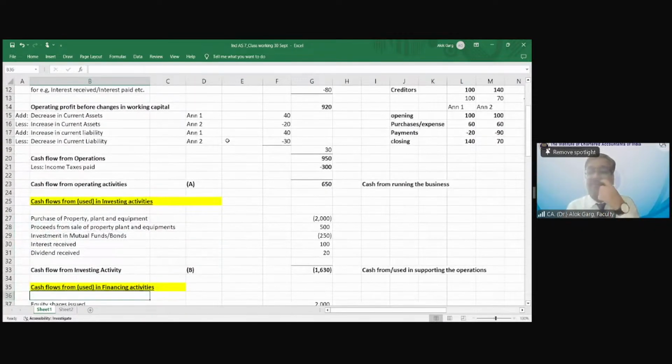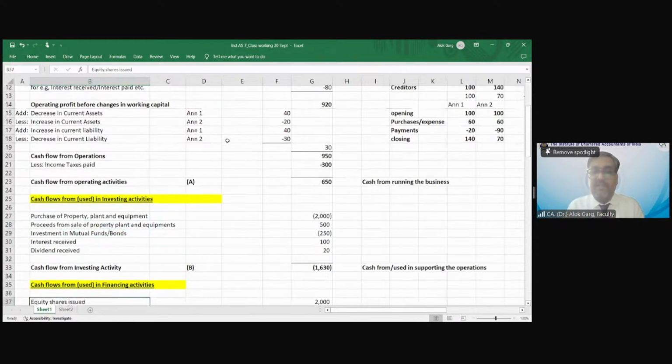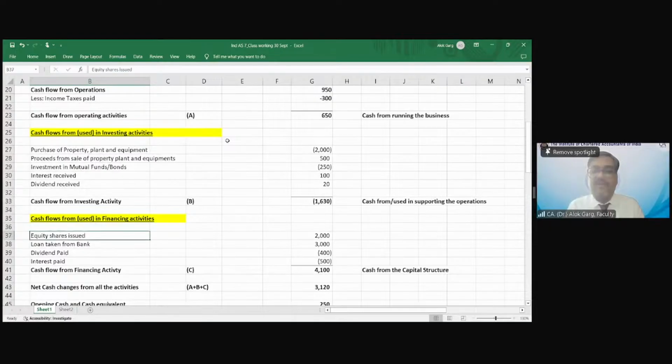Then cash flow from investing activity. Whenever money is coming, it is cash flow from. Whenever money is going, it is cash flow used. Okay, the word is cash flow used. So these are the examples of investing activity. What are examples of financing activity? Equity share issued, share capital issued, loan taken from bank, dividend paid, interest paid. These are examples of cash flow from financing activity.